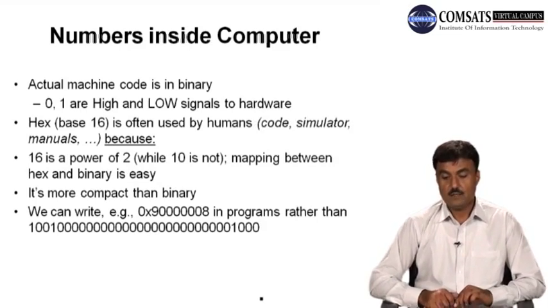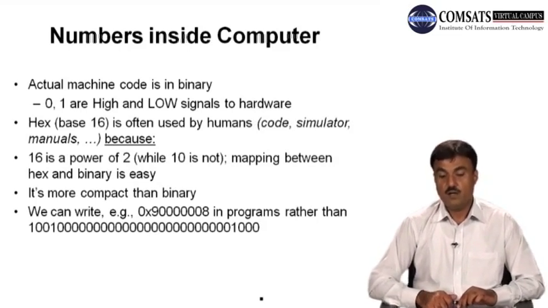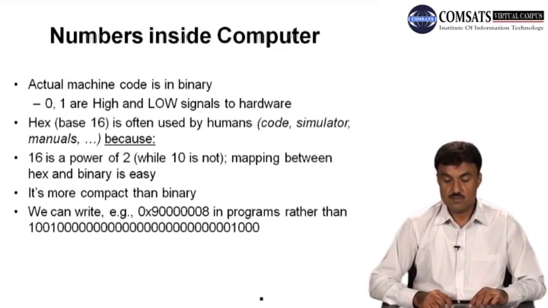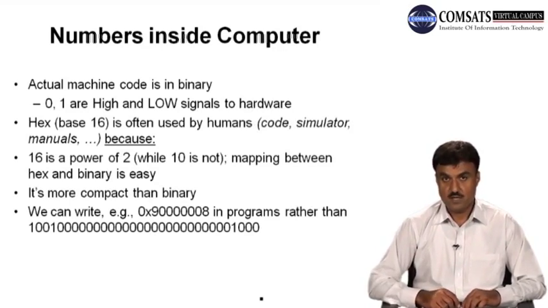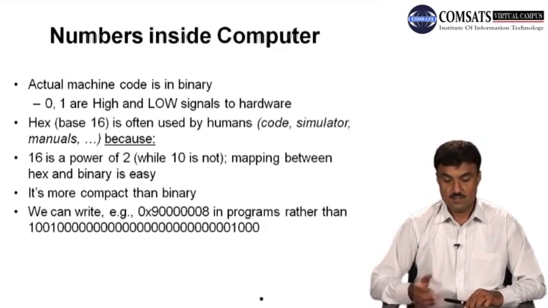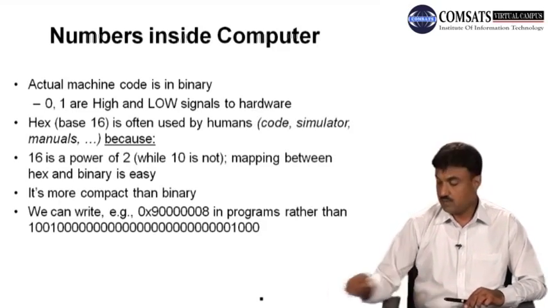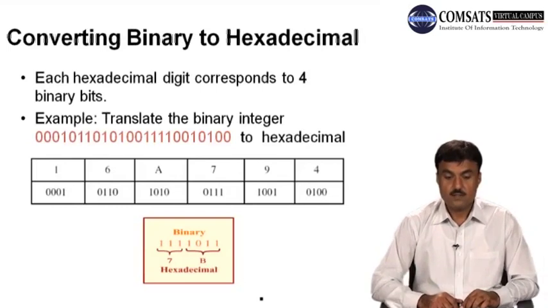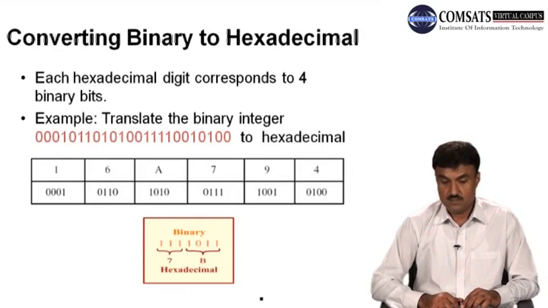So the point in this slide is that hexadecimal and binary are the most common number systems considered inside the computer. However, for humans, we always consider hexadecimal numbers rather than decimal numbers because it's quite difficult to write and understand compared to hexadecimal, which is more compact. In this slide, we will learn how to convert binary to the hexadecimal number system.